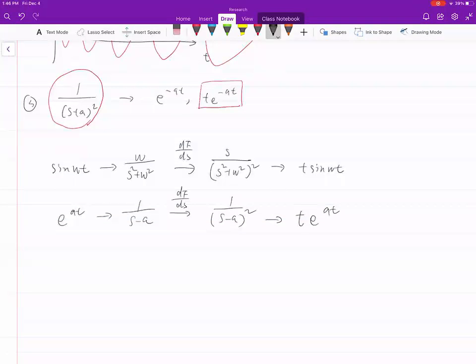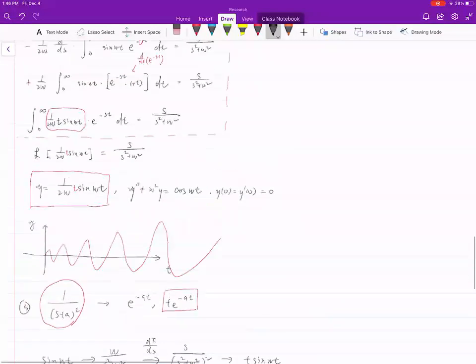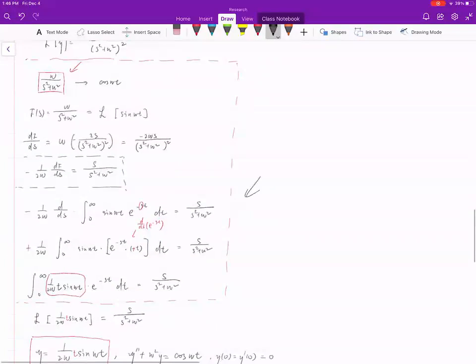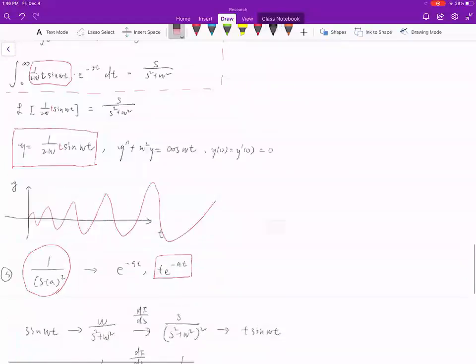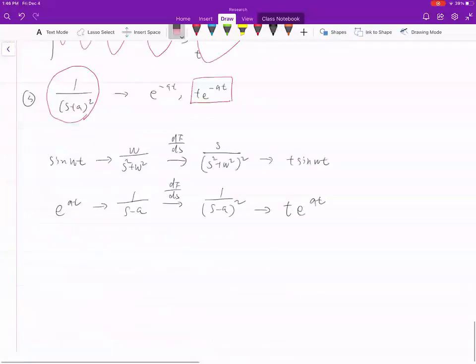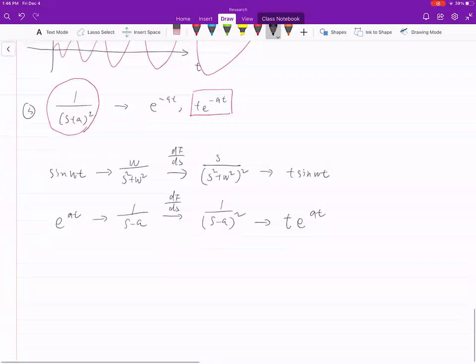Okay? I will leave it for you to do. And you can imagine the process will be exactly what I had in this block, except you change everything with sine, cosine to exponential. Okay? One more.